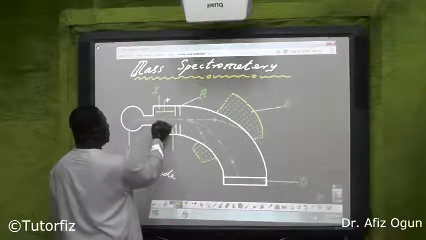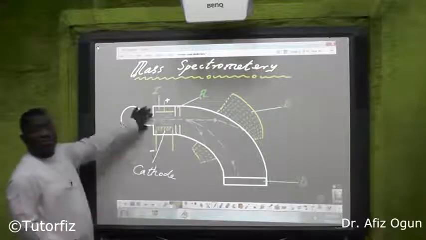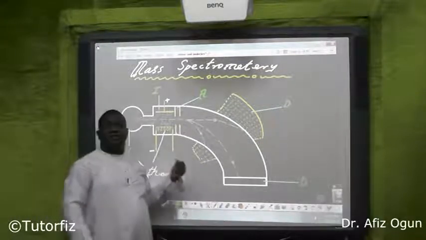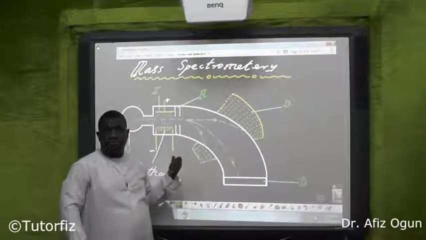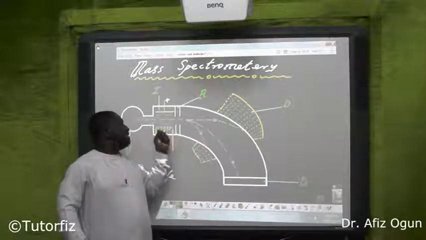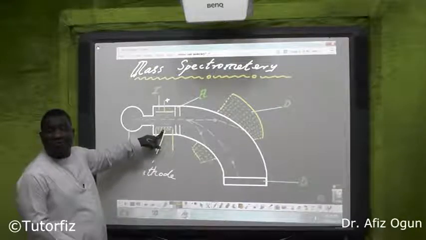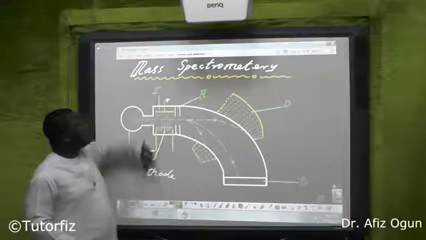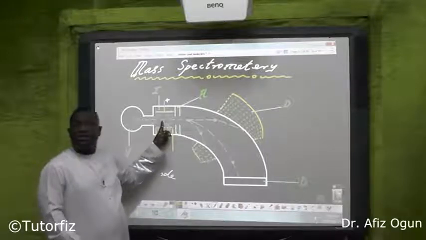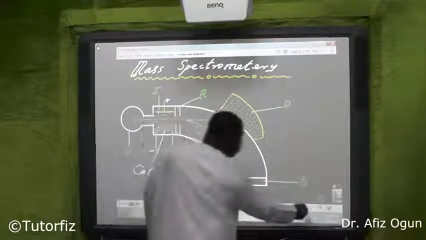Your vapor now, which contains whatever you are talking about, when it gets to that place, each of these atoms, which is now a gaseous atom, will be collided with by what? The electrons coming from the cathode. Fast moving electrons from the cathode collide with these atoms you have there, and it will knock off what?